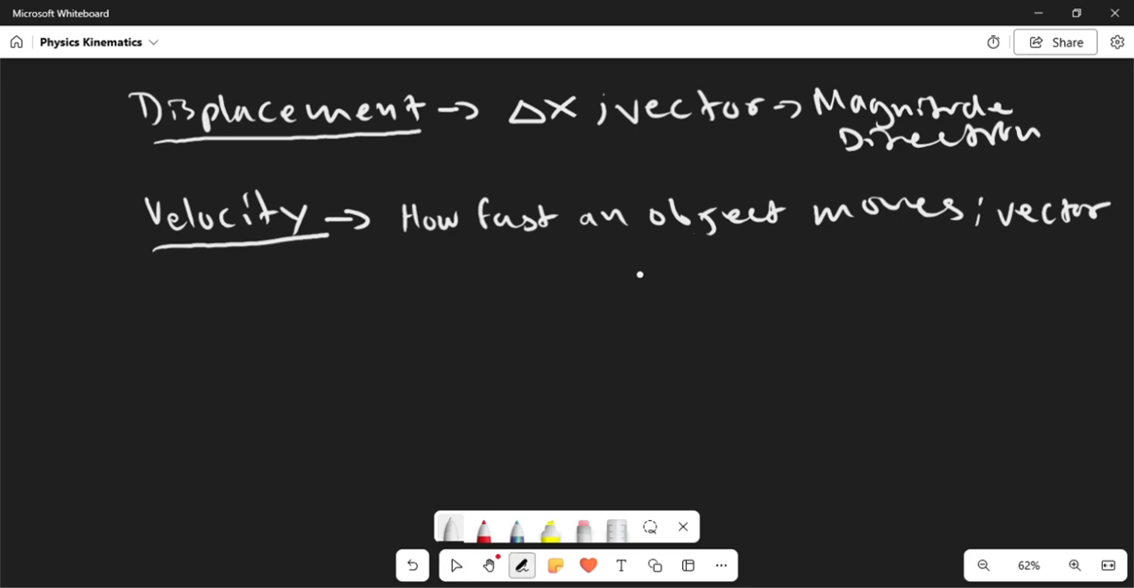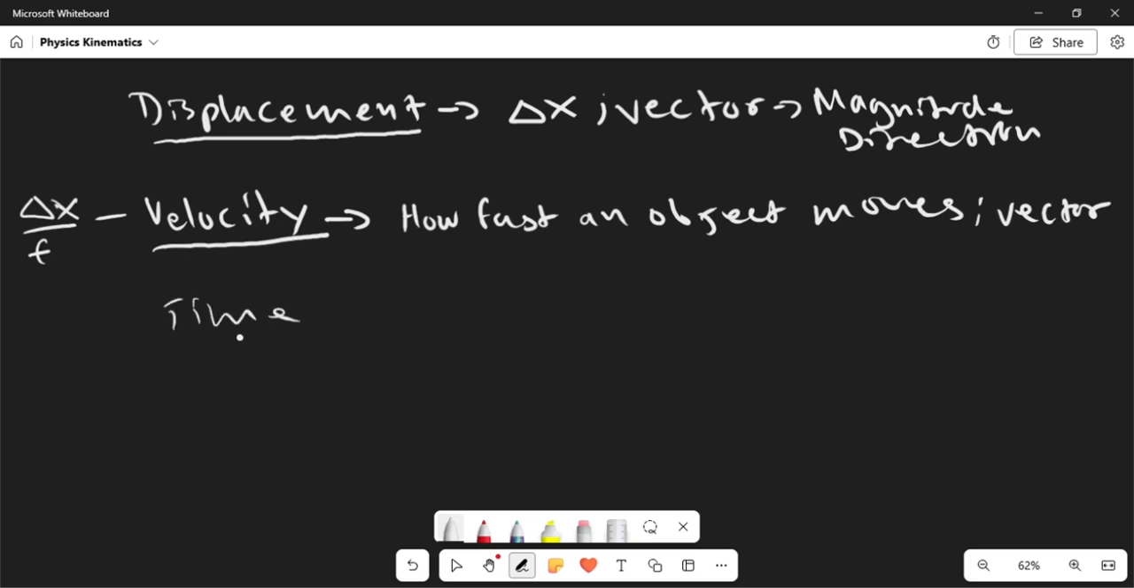So like in the position versus time graph, we can find velocity because it's the change in position over time. Velocity is just the change in displacement, so the change in x over time. So really just understand that. Velocity is change in x over time. Okay? Now we need to understand time.